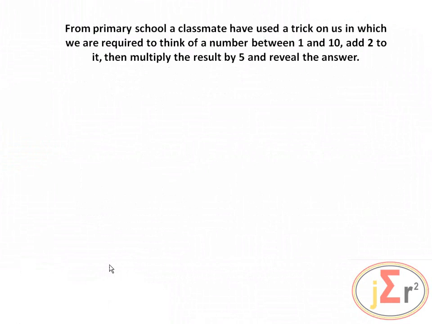From primary school, our classmates have used a trick on us in which we are required to think of a number between 1 and 10. Then what do? Add 2 to it. Then multiply the result by 5 and reveal the answer.